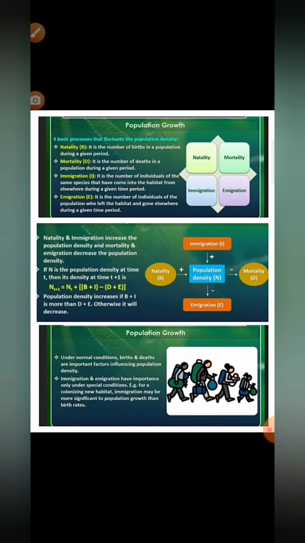Under normal conditions, birth and death are the important factors influencing the density of the population. Immigration and emigration have importance only under special conditions. For example, for a colonizing new habitat, what happens? Immigration may be more significant to population growth than the birth rate. And this equation shows that the population density will increase if the number of births plus the number of immigrants, that is B plus I, is more than the number of deaths plus the number of emigrants, that is D plus E. Otherwise, it will decrease. Clear?